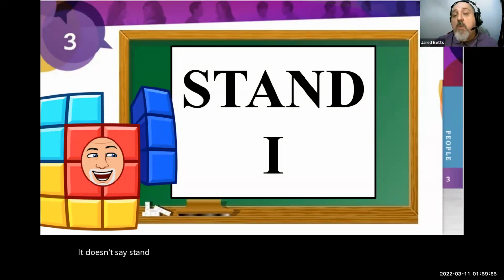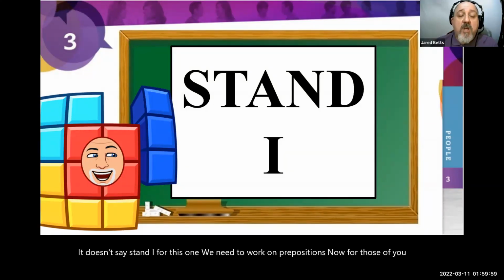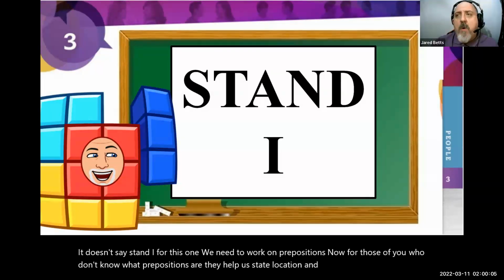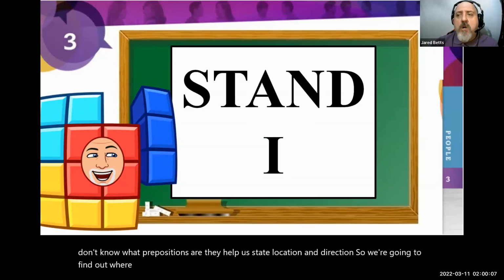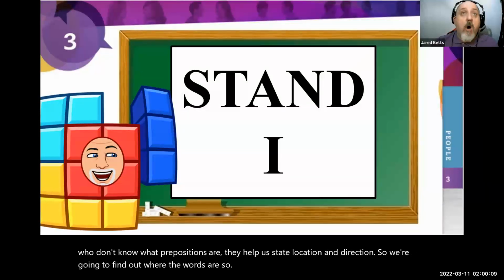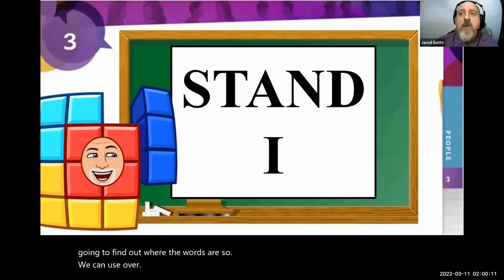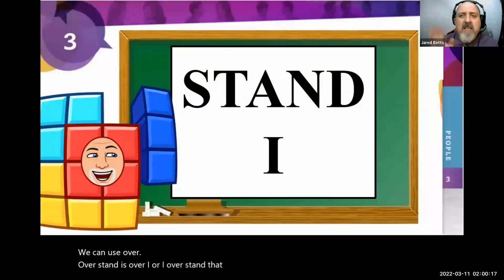For this one, we need to work on prepositions. Now, for those of you who don't know what prepositions are, they help us state location and direction. So we got to find out where the words are. So we can use over. Over stand is over I, or I over stand. That doesn't work. Let's throw out over.